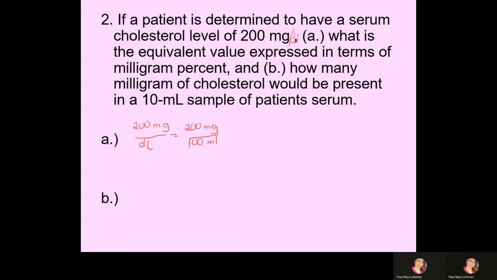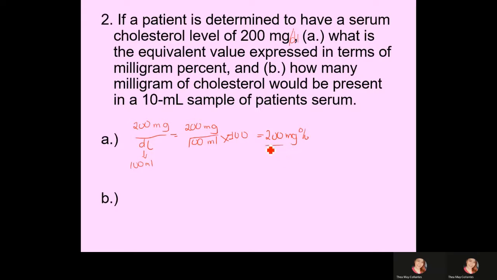So, how will you express this into milligram percent? Since this is in milligram and ml already, the deciliter, guys, is equivalent to 100 ml. So what you should do is just divide it and then multiply by 100, and then you will get again the 200 milligram percent. So there is 200 milligram percent of cholesterol in the body.